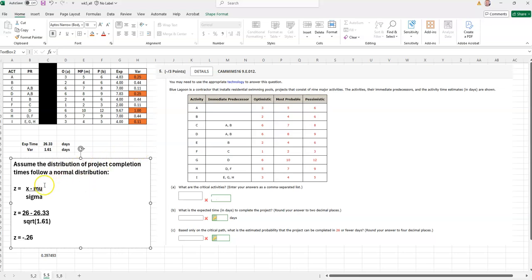In the book, it explains that you're going to compute a z-score, which, if you remember from your basic statistics course, just measures some number of standard deviations from the mean. So if you use the basic calculation of x minus mu over sigma in this context, the z value you're going to be computing is for the question: what is the probability that the project can be completed in 26 days or fewer?